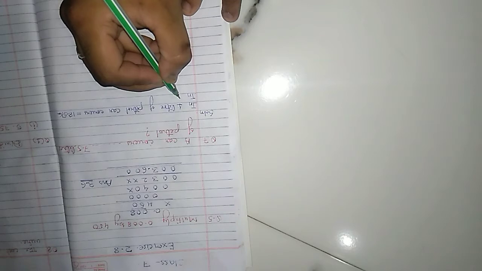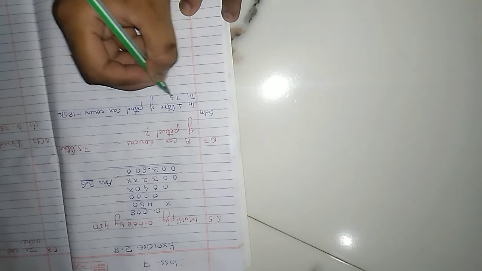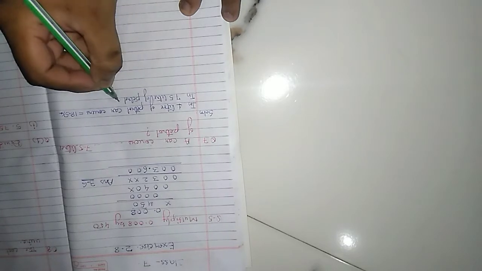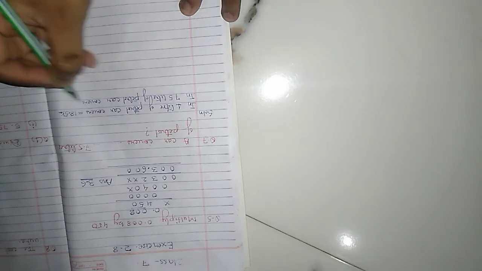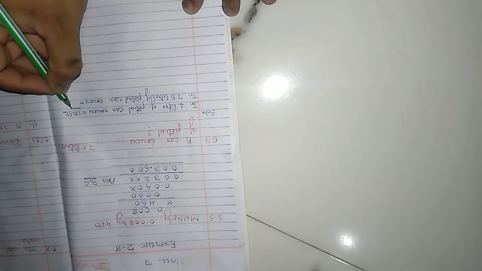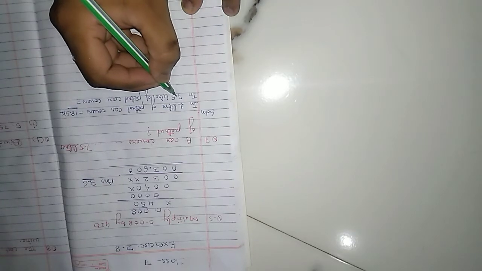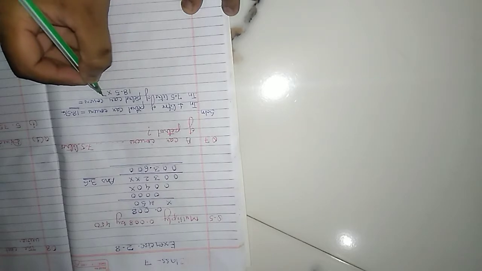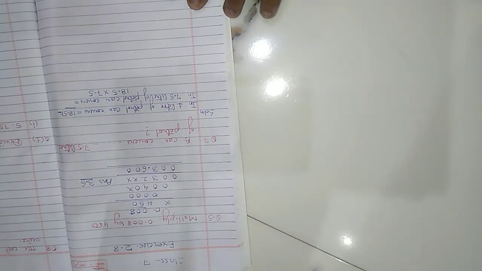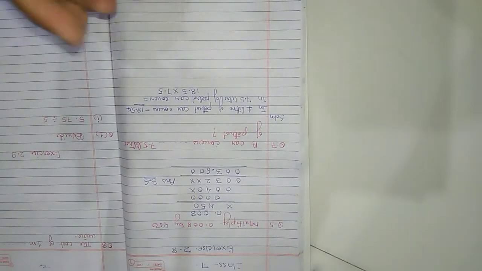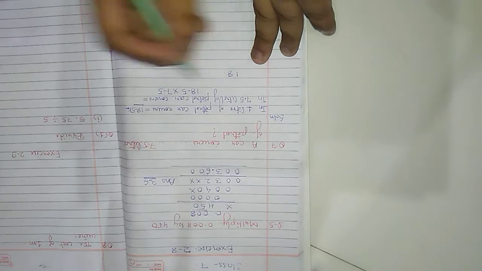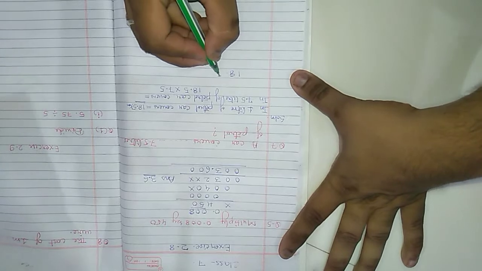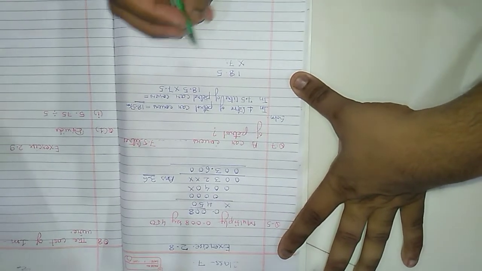Now in 7.5 liter of petrol, the car covers, just in 1 liter it covers this much kilometer. So in 7.5 liter, you just multiply 18.5 by 7.5. Clear? So 18.5 times 7.5.